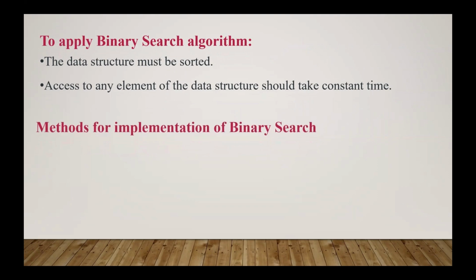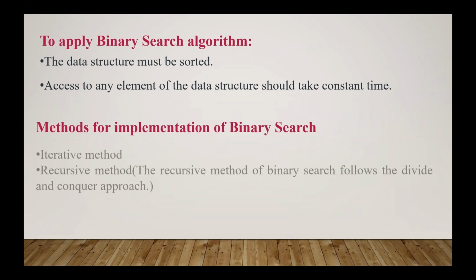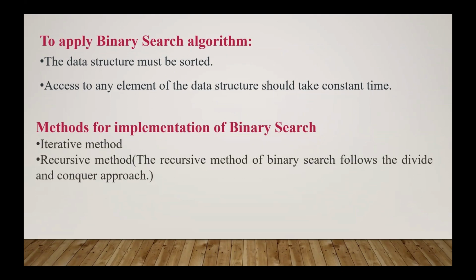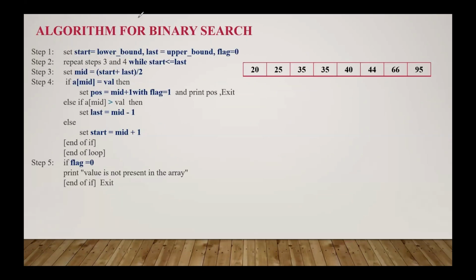So what are the different methods by which we can implement binary search? There are two methods. The first one is the iterative method. The second one is the recursive method. We can apply binary search with both methods. In the case of the recursive method, we use the divide and conquer approach. In this case, we set the lower bound.